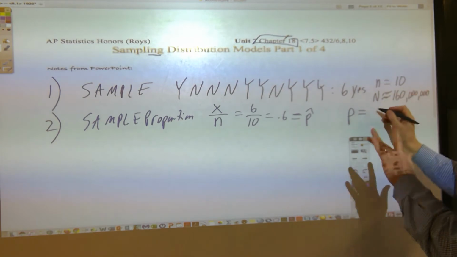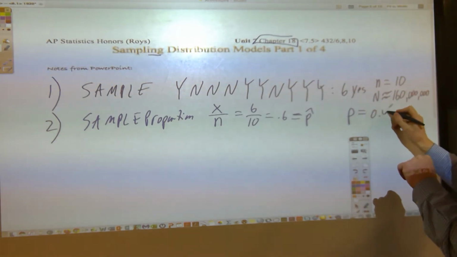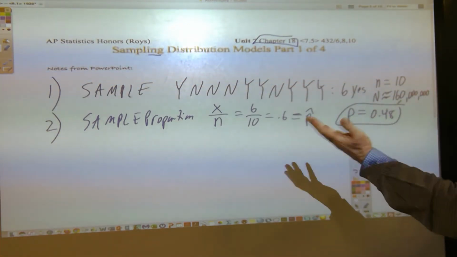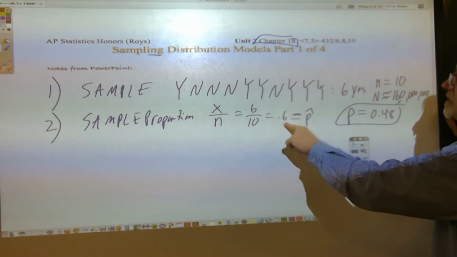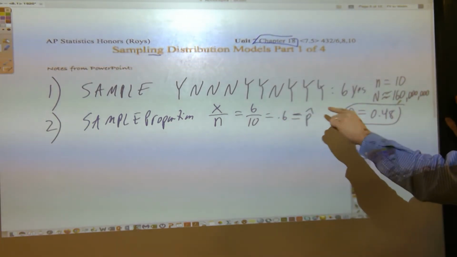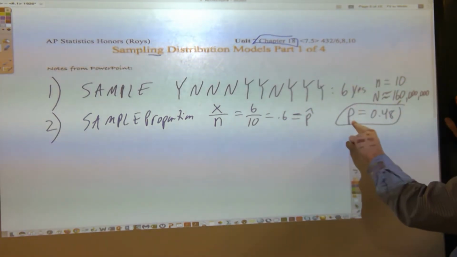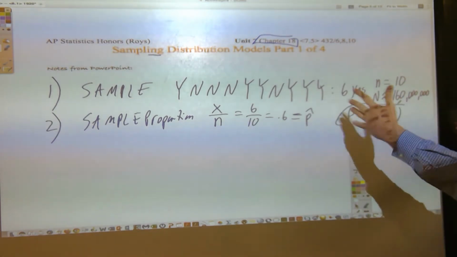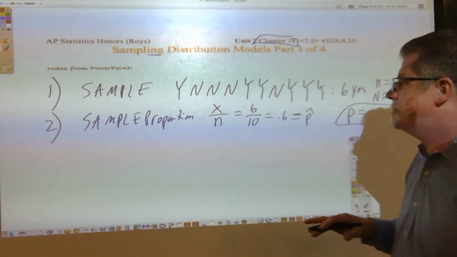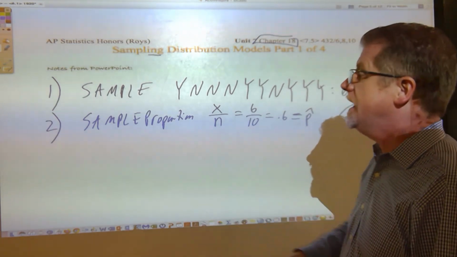So suppose that the true proportion is 0.48. But this sample proportion was higher than the true proportion. Some of the samples will be less than that, but that's a sample proportion.